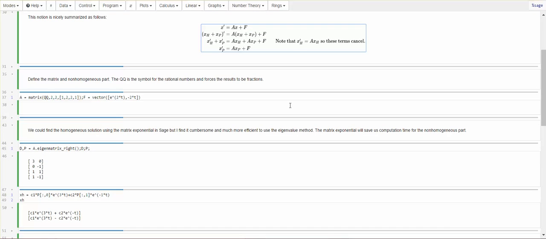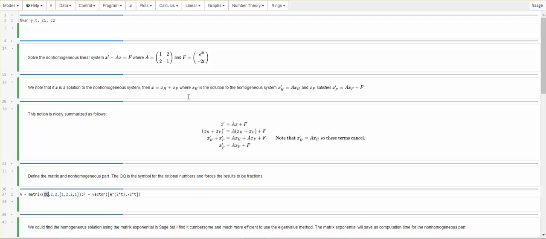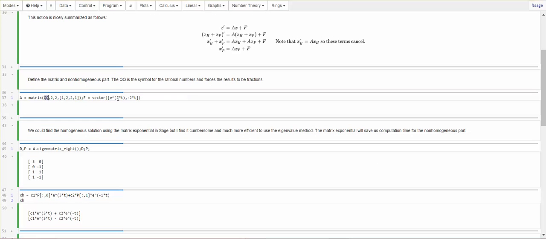So that's going to become important later when we want to check our solution. Now, in this case, with the matrix, I'm going to want to keep the fractions just for the sake of the lesson. So the Q here stands for the rationals, and I'm going to define my matrix as a rational matrix. It's going to be 2 by 2, with 1, 2, and then 2, 1. So it's a symmetric matrix. My right-hand side, the f, is going to be the vector with e to the 2t, and in the second component we have minus 2t.